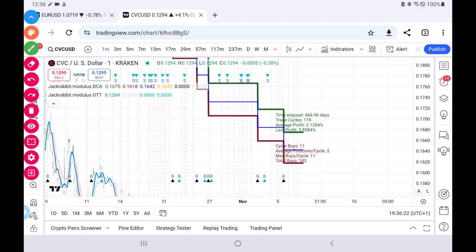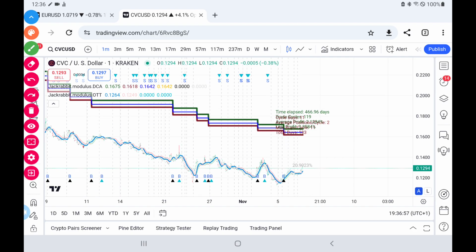466 days of trading, it has done 119 trade cycles with an average of 2%. That is exceptional for this asset. And only needing 11 maximum purchases is really astounding. This asset is a general nightmare to trade. It's difficult to manage, it's difficult to predict, and the volatility is obscene sometimes. So having that level of control is really wonderful.